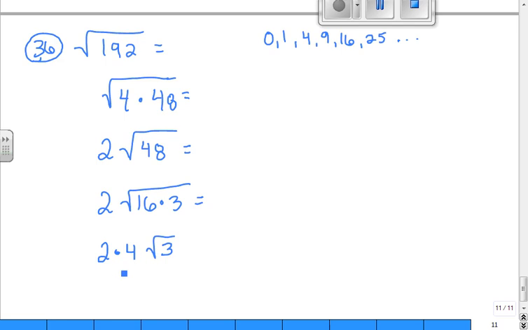We can't simplify the square root of 3, so we just leave it. 2 times 4 is 8. 8 square root of 3. That's our final answer. 8 square root of 3.